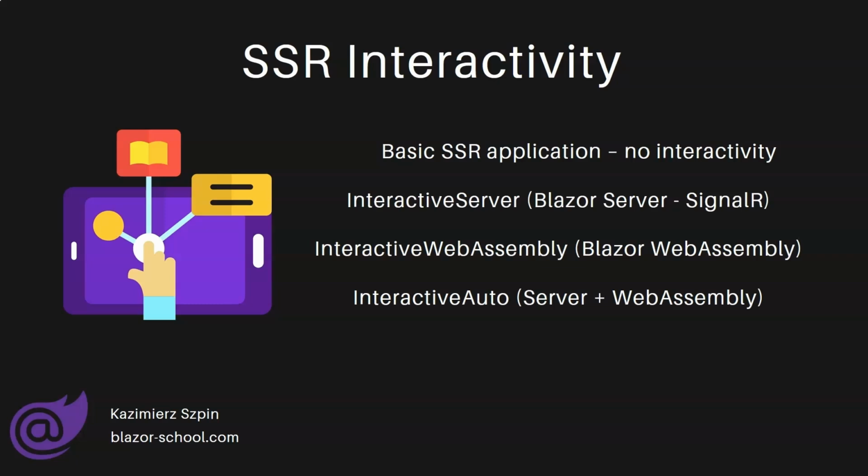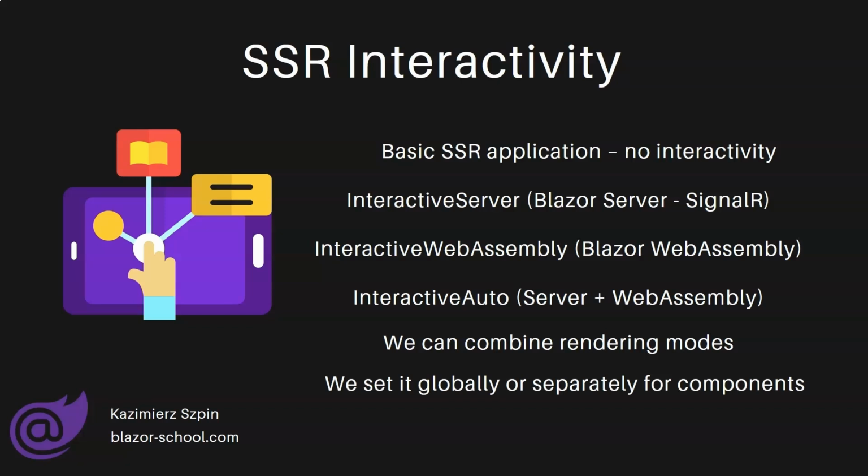Moreover, we can combine different rendering modes. We can have interactivity turned off on one page, use Interactive Server on another, WebAssembly on another, and Auto on yet another. So, we have flexibility here. Furthermore, we can even run a single component with different rendering modes. This gives us great possibilities and allows us to use it in many ways. You can set the rendering mode globally for the entire application, or you can set it separately for each component and when calling a component.